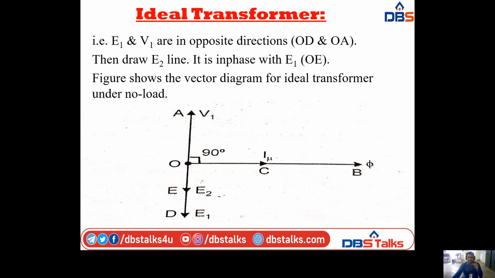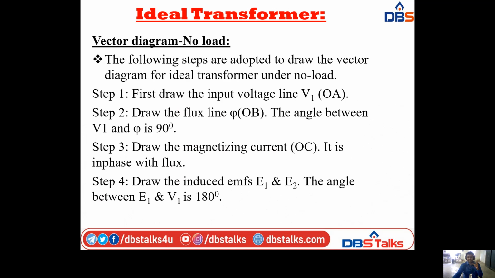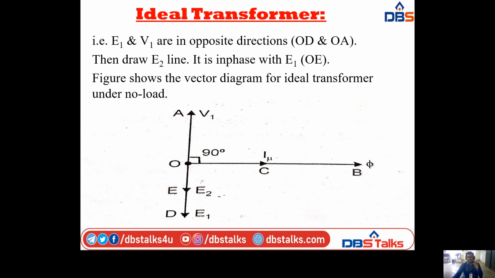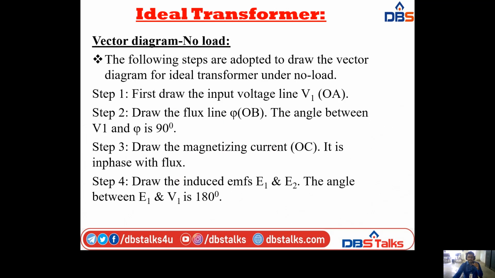Next, in the second step I am drawing the flux line phi, that is OB. Actually the voltage is at 90 degrees with the flux phi, exactly 90 degrees. That's why I am drawing this horizontal line connecting the origin point O and B. Next, step 3, draw the magnetizing current, that is the OC line. It is in phase with the flux, as I already said previously.